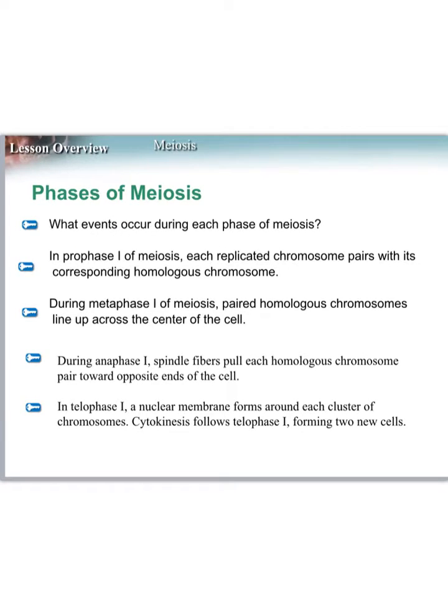What event occurs during each phase of meiosis? In prophase 1 of meiosis, each replicated chromosome pairs with its corresponding homologous chromosome. During metaphase 1, paired homologous chromosomes line up across the center of the cell. During anaphase 1, spindle fibers pull each homologous chromosome pair toward opposite ends of the cell. In telophase 1, a nuclear membrane forms around each cluster of chromosomes. Cytokinesis follows telophase 1, forming 2 new cells.